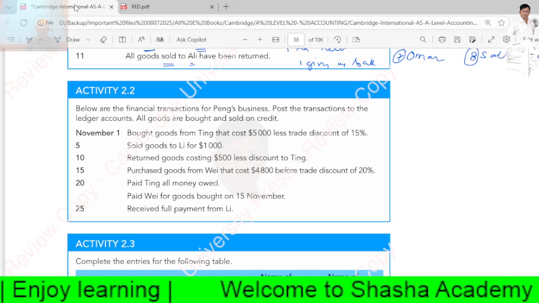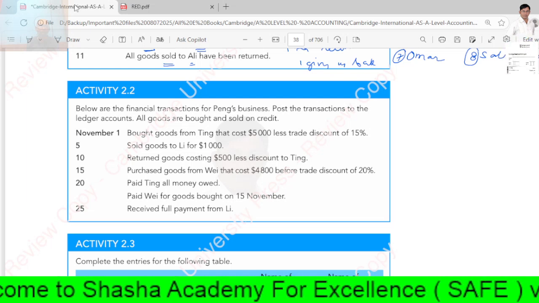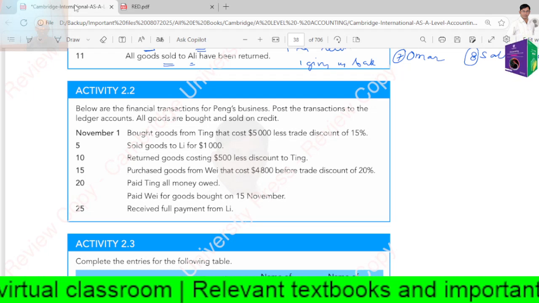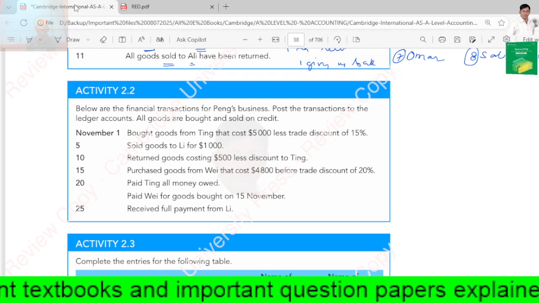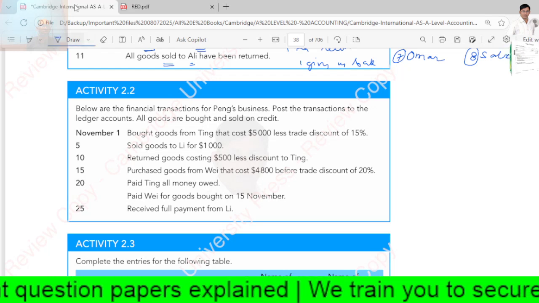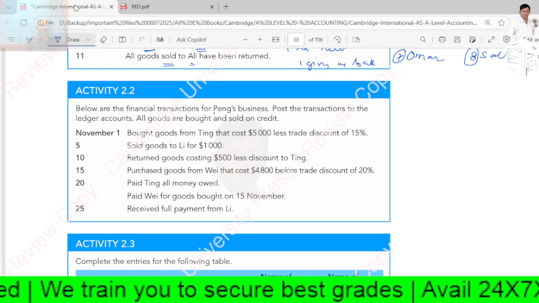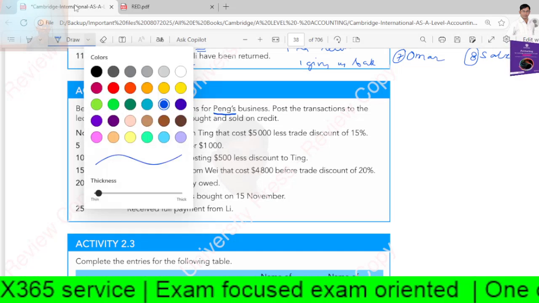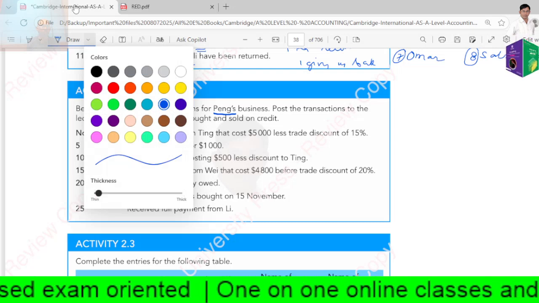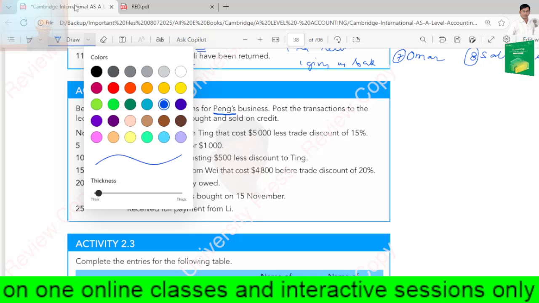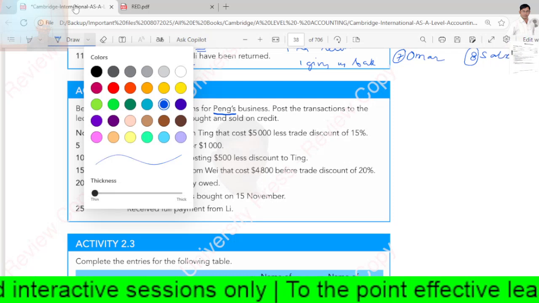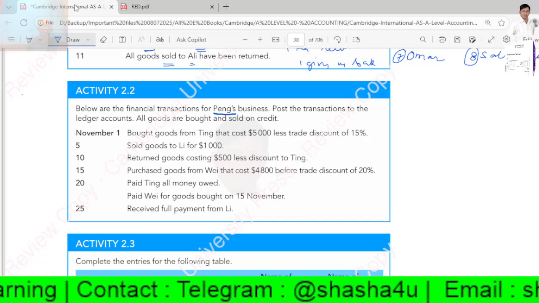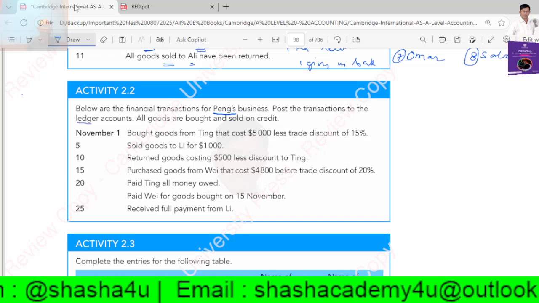So this is activity 2.2, credit transactions, from David Hopkins' latest book. Below are the financial transactions for Peng's business. These are the books of Peng's business. Post the transactions to the ledger accounts.